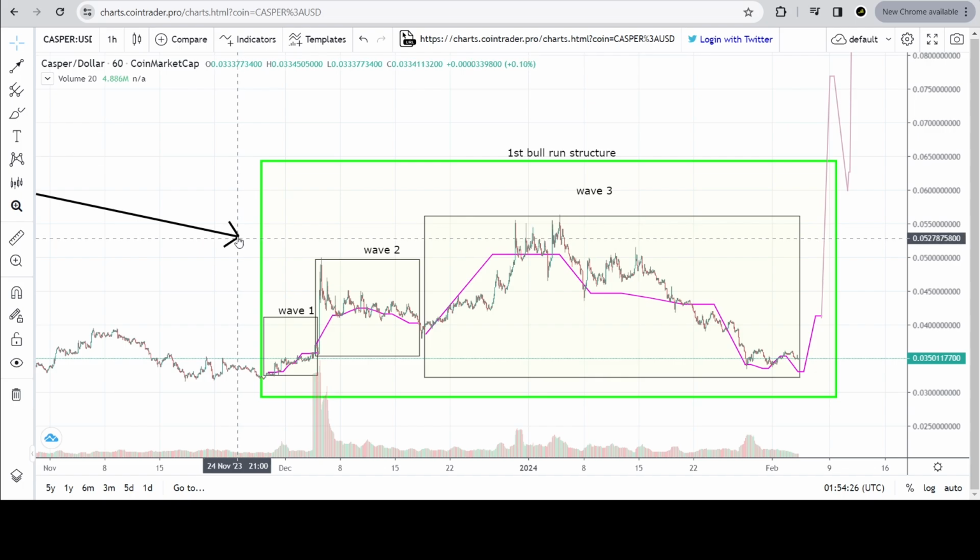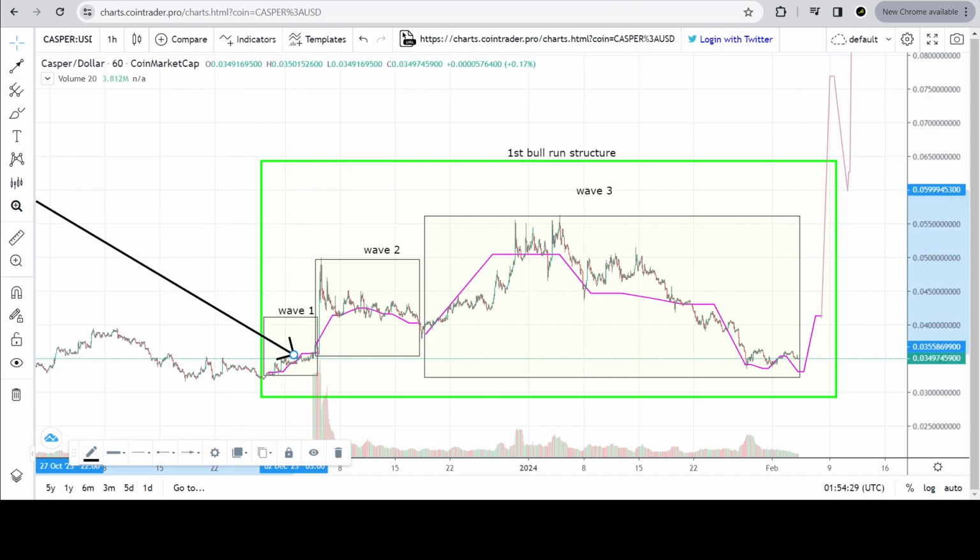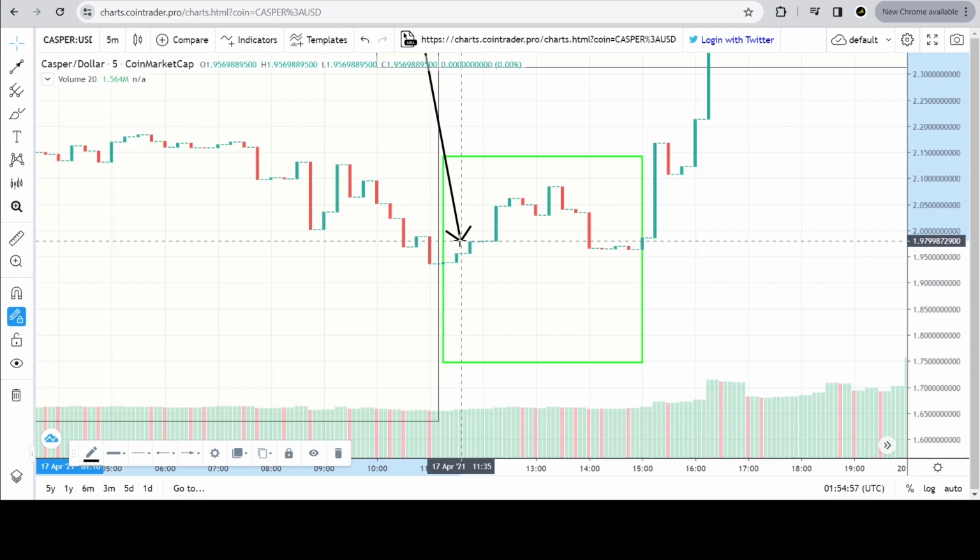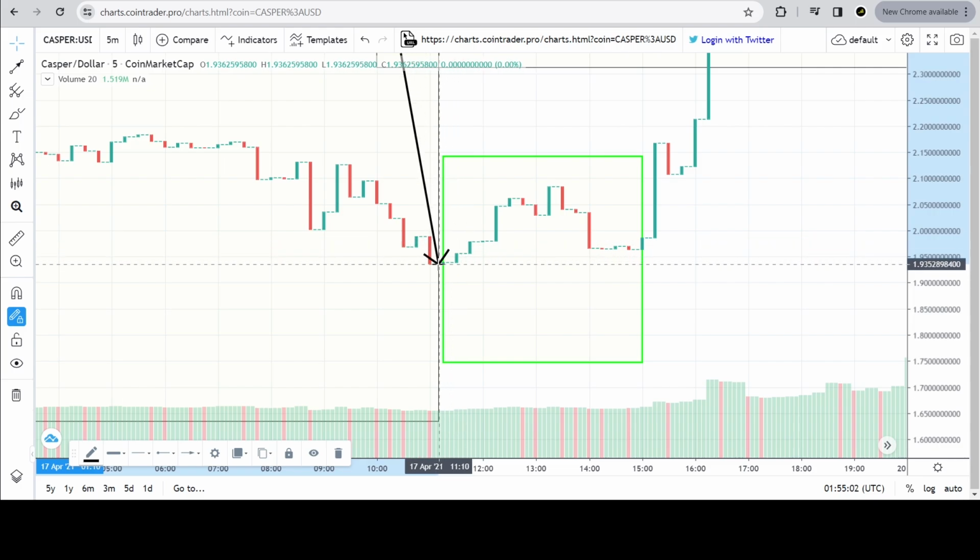Now, what is this fractal? So this pink fractal right here is from over here. So here's that first green box. Now, we examined this structure in the last video. So there's three parts to it.